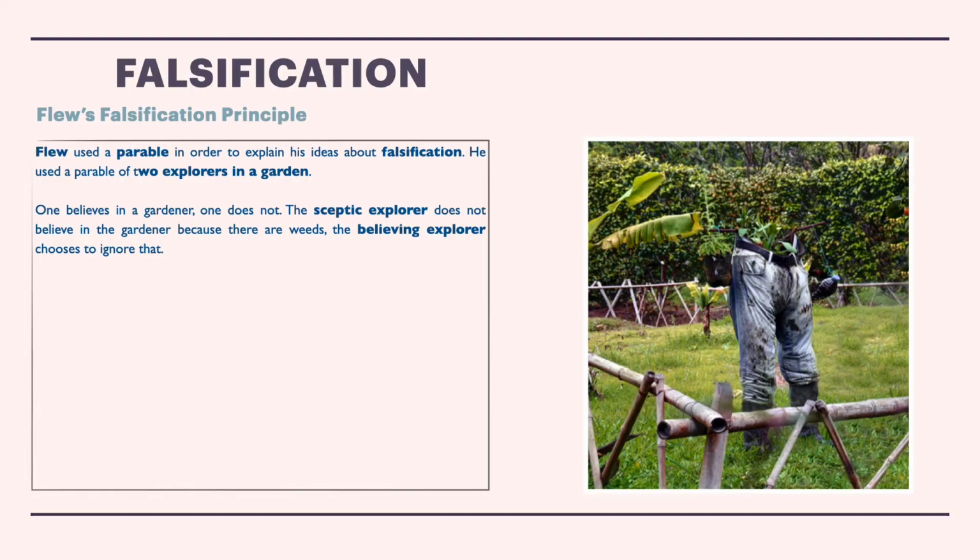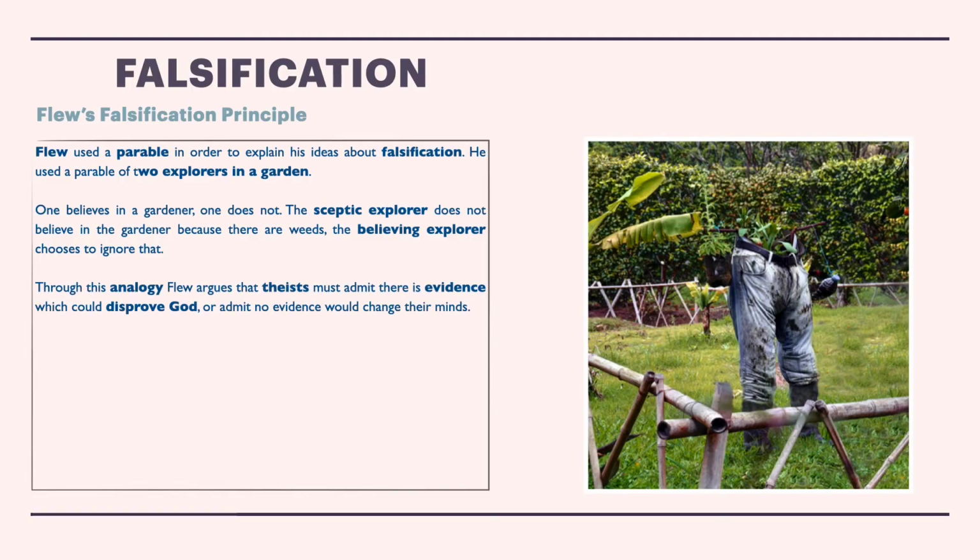The skeptic explorer does not believe in the gardener because there are weeds. The believing explorer chooses to ignore such facts. And that's the theme of Flew's ideas about the believer, ignoring the facts. Through this analogy, Flew argues that theists must admit that there is evidence which could disprove God, or admit that no evidence would change their minds.